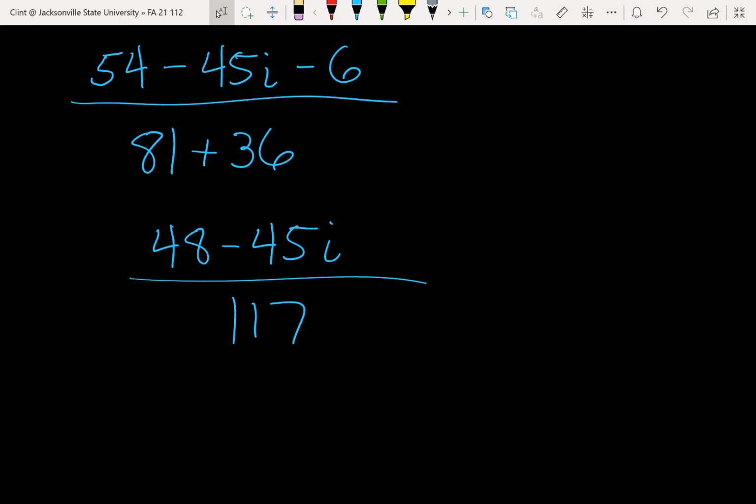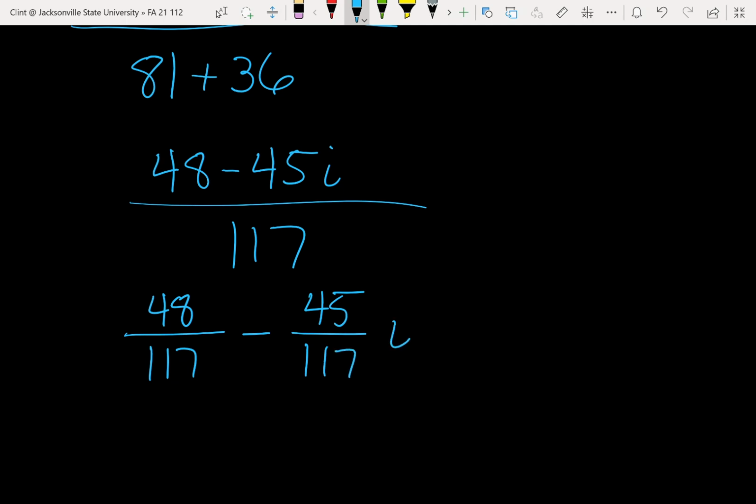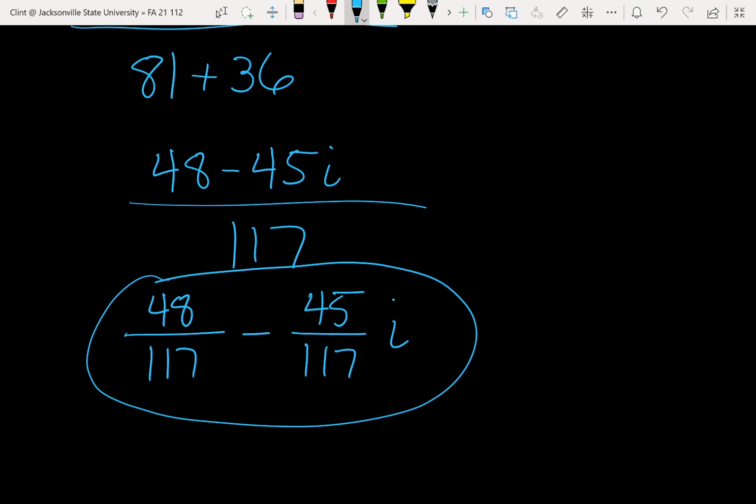And I don't think we have anything that cancels, but it did say put it in a plus bi form, so we need to split it into two fractions. So 48 over 117, I just got unlucky and got kind of bad numbers on mine. Minus 45 over 117. So you probably will not have numbers that ugly on the test. I try to make them as small as I can. Trying to test your algebra skills, not your arithmetic skills.